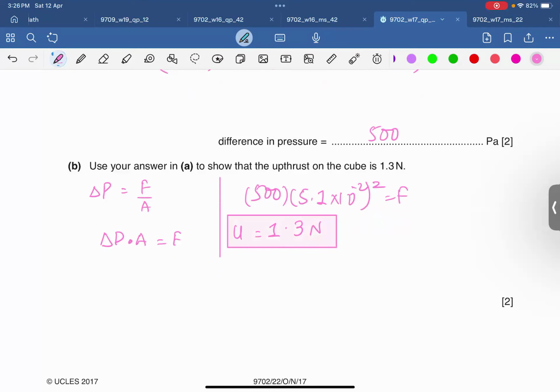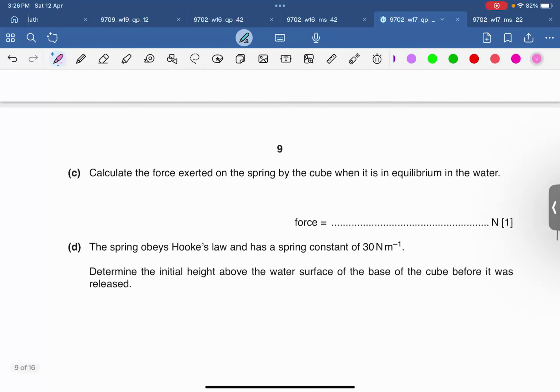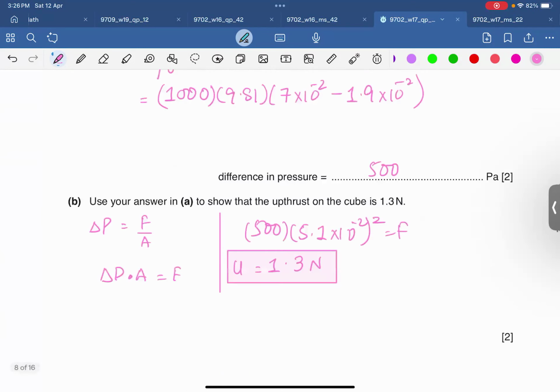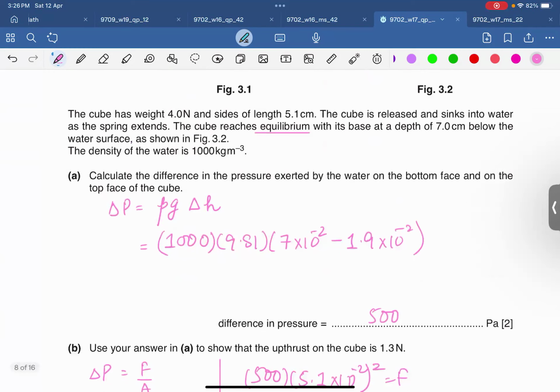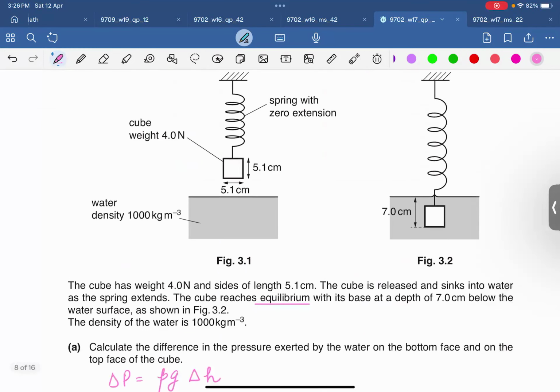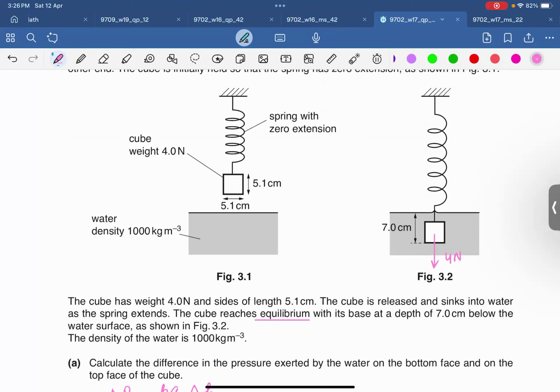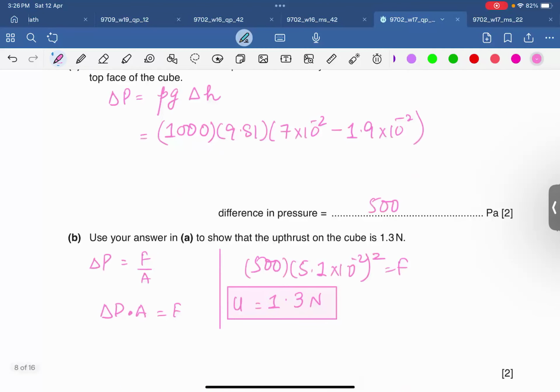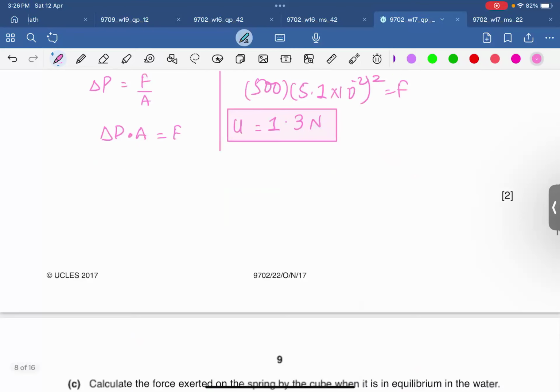Okay, let's move on. Calculate the force exerted on the spring by the cube when it is in equilibrium underwater. Which means the weight is downward, which is 4 newton, and the upthrust is acting upward, which is 1.3 newton. So the resultant force, when you subtract, 4 minus 1.3, is 2.7 newton, and this will be the force acting on the spring.